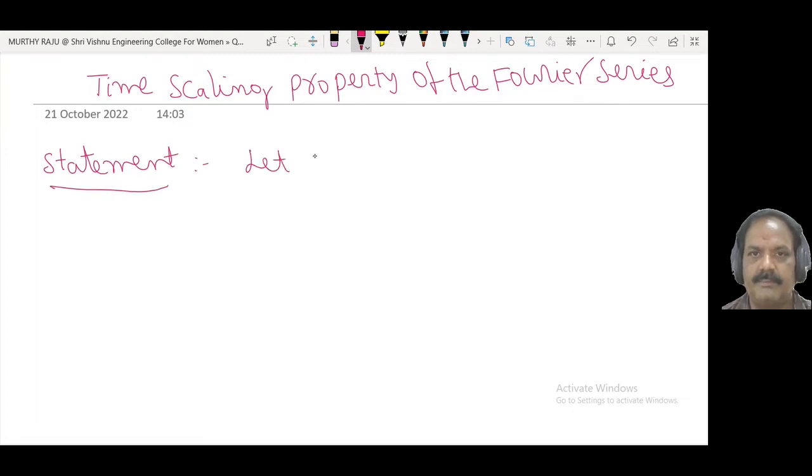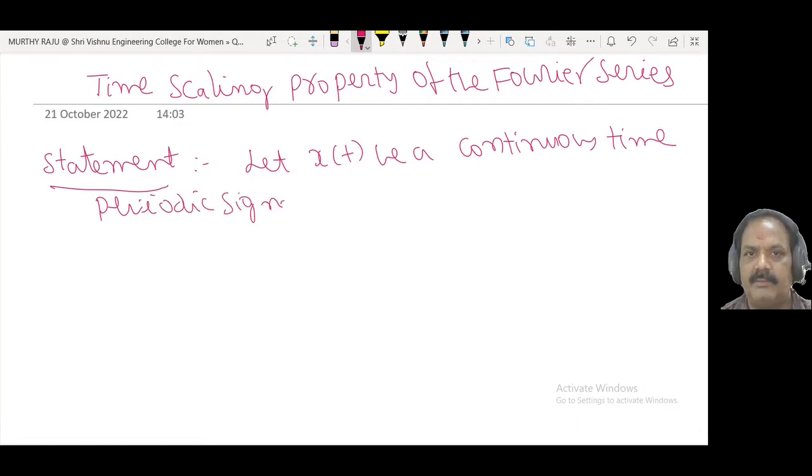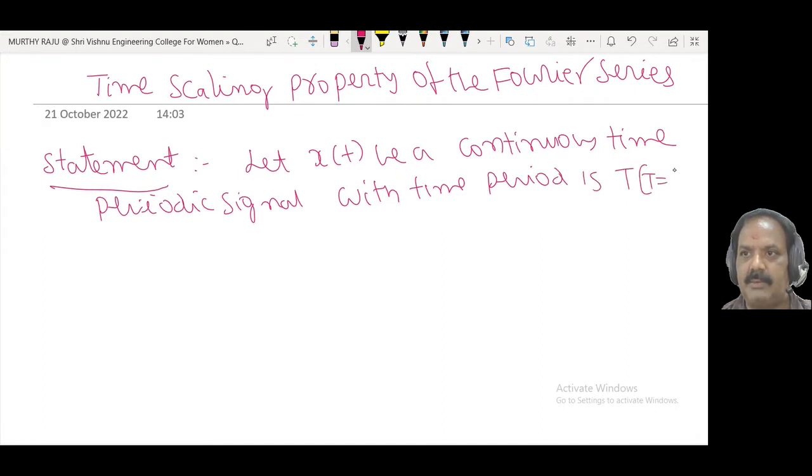Let x of t be a continuous time periodic signal with the time period T. That is, T is equal to 2 pi by omega.